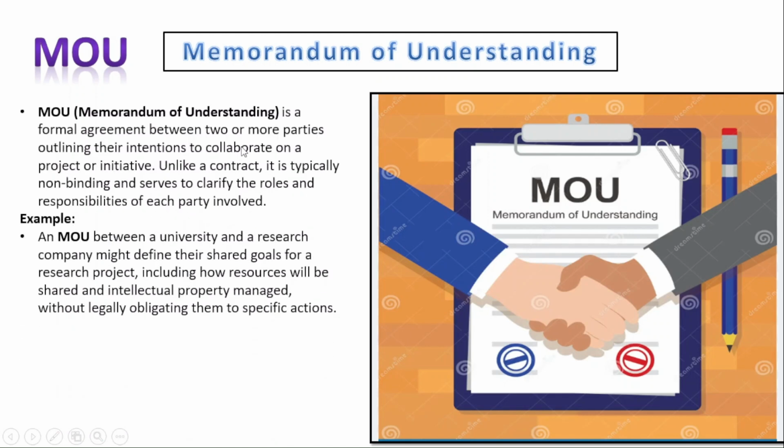So, MOU, Memorandum of Understanding, is a formal agreement between two or more parties outlining their intentions to collaborate on a project or initiative. Unlike a contract, it is typically non-binding and serves to clarify the roles and responsibilities of each party involved. Example, an MOU between a university and a research company might define their shared goals for a research project, including how resources will be shared and intellectual property managed without legally obligating them to specific actions.